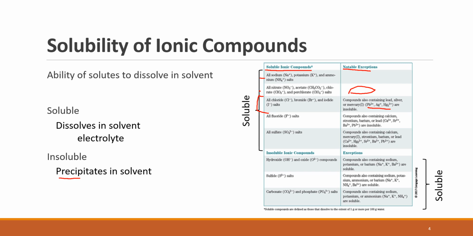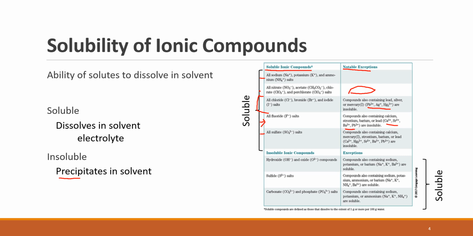Next column talks about fluorine. So fluorine can be soluble unless it's with calcium, strontium, barium, and lead. So if it's with any of those four cations, a solid will form. Otherwise, it will dissolve.